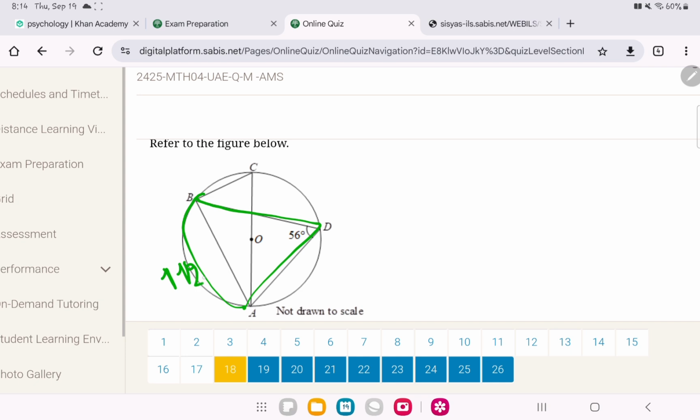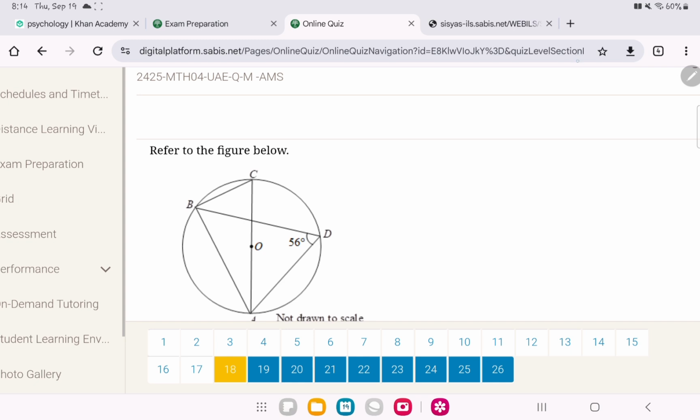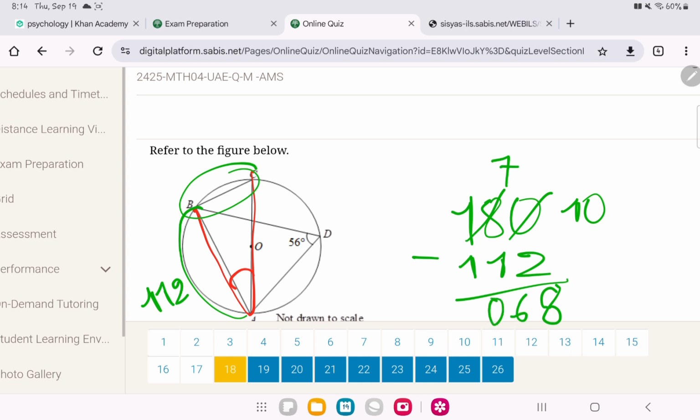It was 112. Now, what do they need us to find? They need us to find the measure of BAC. The measure of BAC is this angle. It's also an interior angle. We know already that this arc is 112. So to find the measure of minor arc BC, we do 180 minus 112, which is 68. So the measure of this arc is 68.